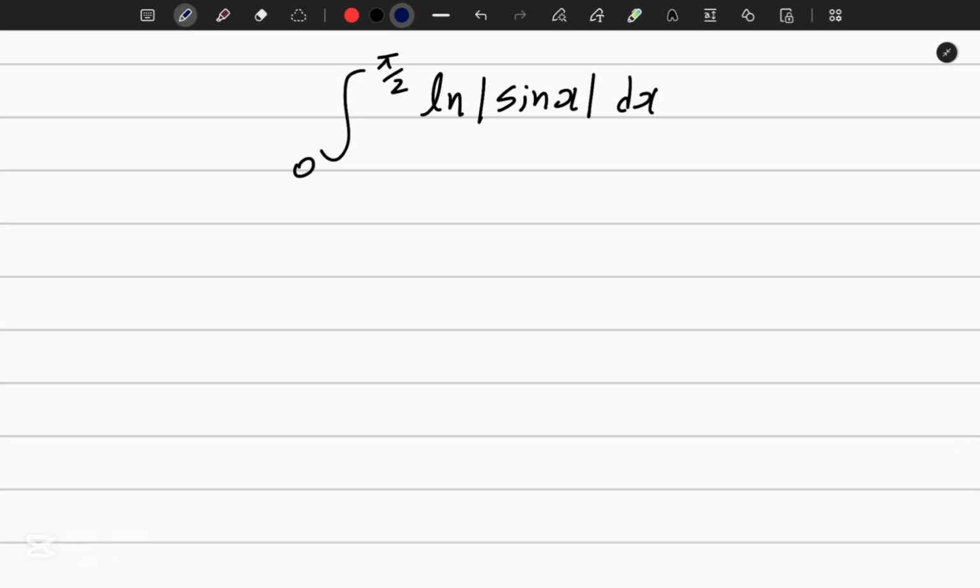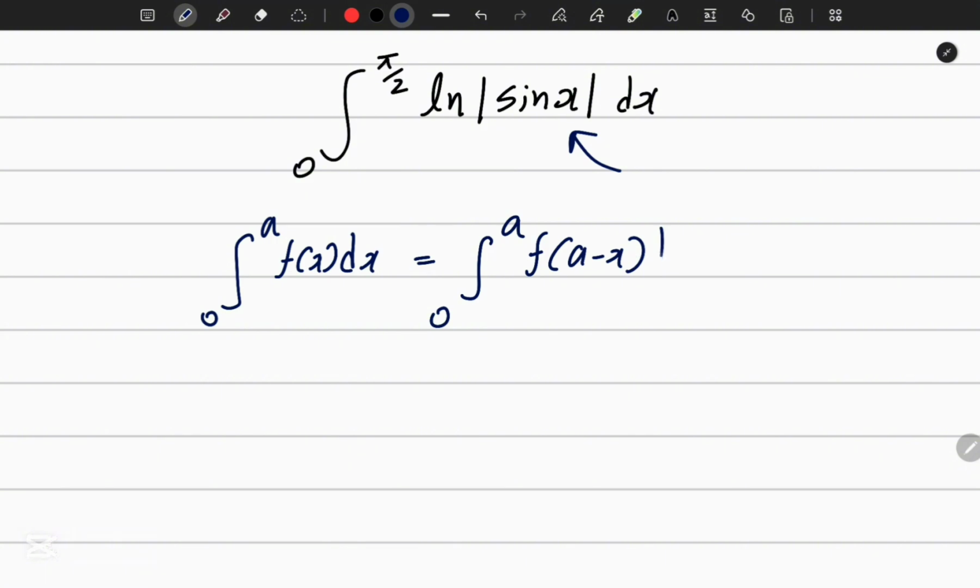In this video I'm going to evaluate this integral. For that I'm going to use this property: the integral from 0 to a of f(x) dx equals the integral from 0 to a of f(a minus x) dx. So let's say this is I.